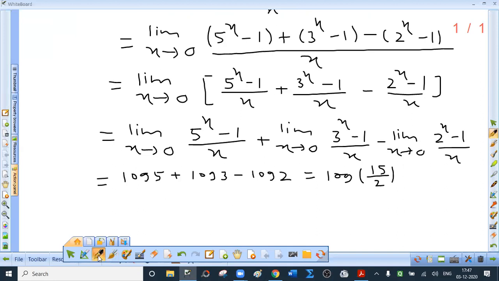Now which standard limit is used? We have to mention this. The limit as x tends to 0 of (a raised to x minus 1) upon x is nothing but log a. Right.